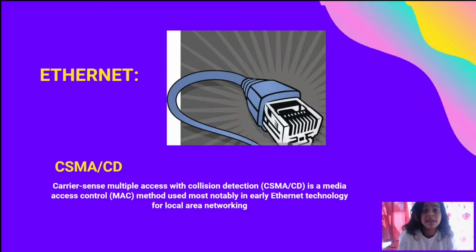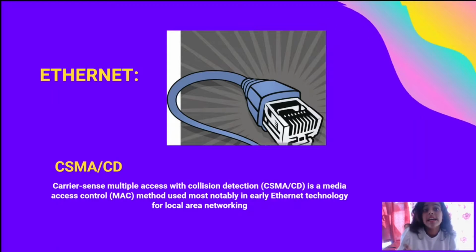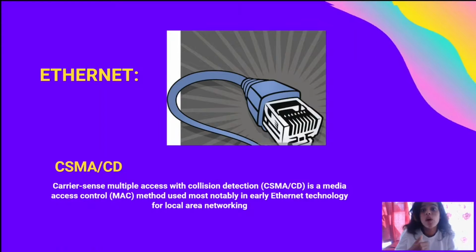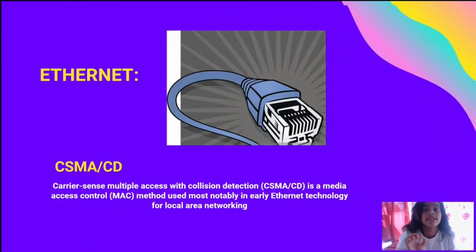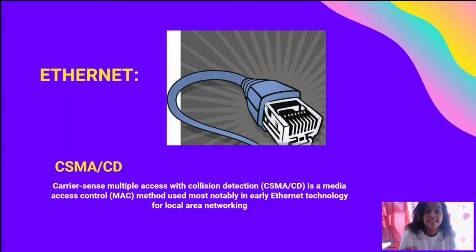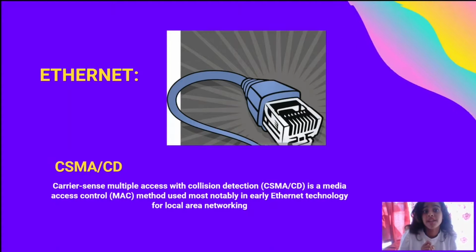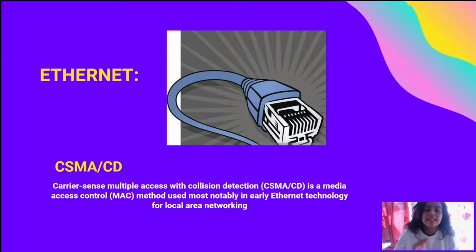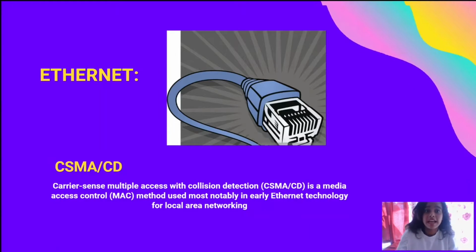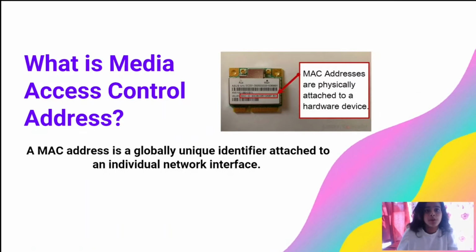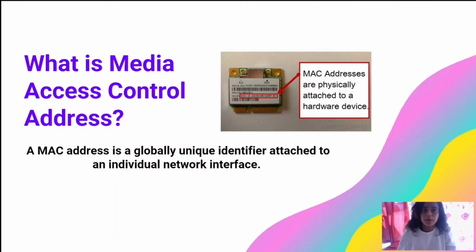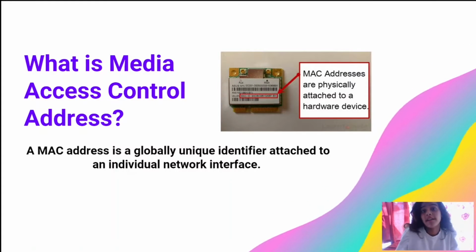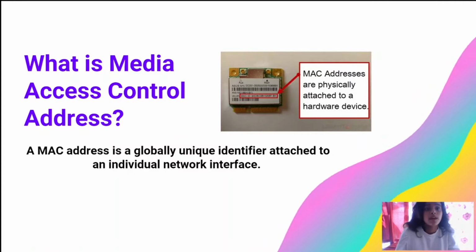When the network is a collision domain, it means that all the devices on the segment receive all communication across the entire segment. This way, we need a way to identify which node the transmission was actually meant for. This is where something known as media access control, or MAC address, comes into play. A MAC address is a globally unique identifier attached to an individual network interface.